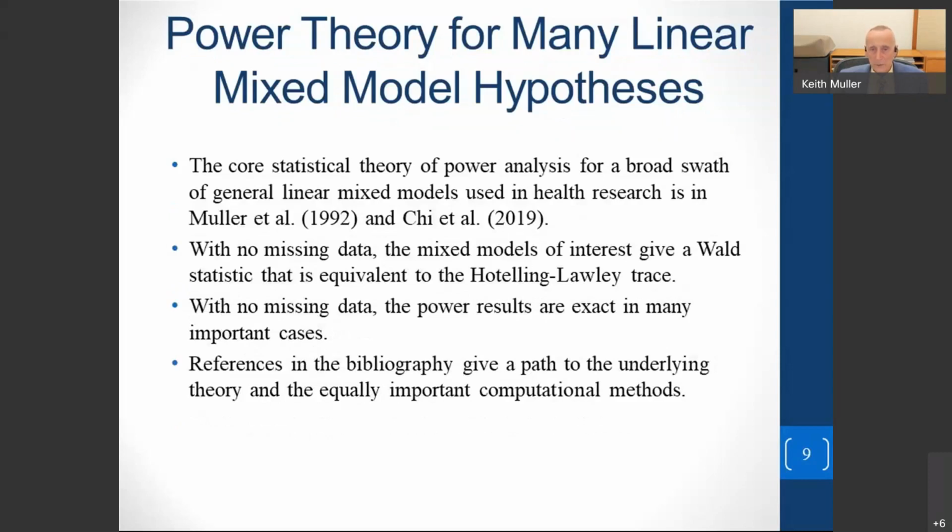The core theory has been around now for a while. And I cite back, starting 30 years ago, some of that theory. With no missing data, the mixed models that we're going to be talking about give a test statistic that has a multivariate name, and that's called the Hotelling-Lawley trace, and that's what our software does. But you can ignore that if you don't care about the statistical side. What matters is that with no missing data, the power results are exact in many important cases.